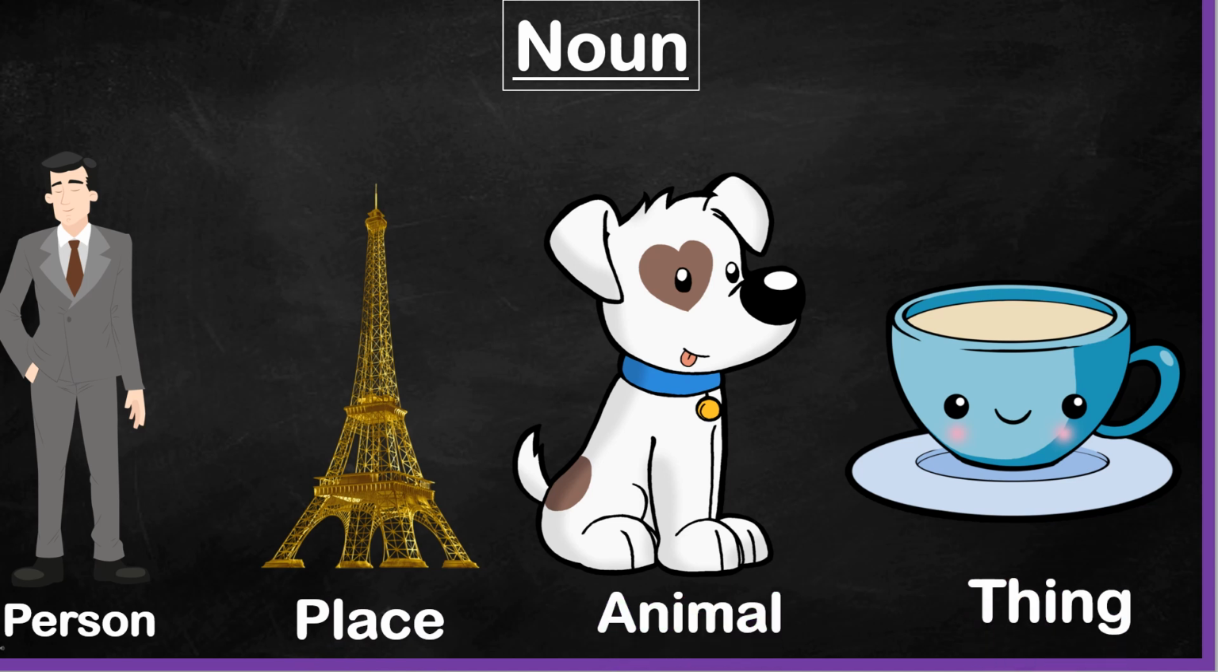To understand prepositions, let's quickly revise the term nouns. Now what is a noun? A noun tells us more about a person, place, animal, or thing.